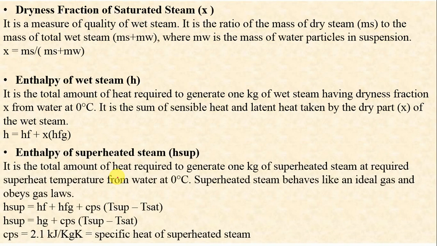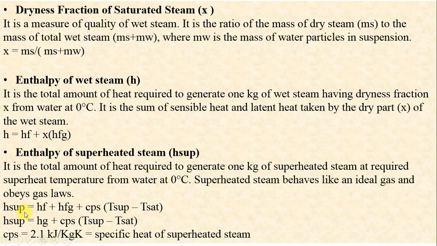Enthalpy of superheated steam, how to find out the H sup? It is the total amount of heat required to generate 1 kg of superheated steam at the required superheat temperature from water at 0 degrees Celsius. Superheated steam behaves like an ideal gas and obeys the gas law.